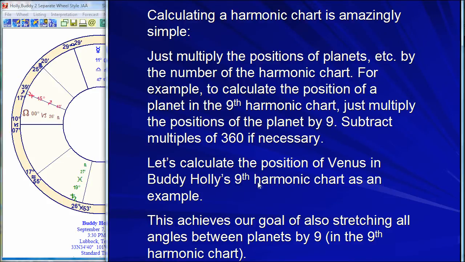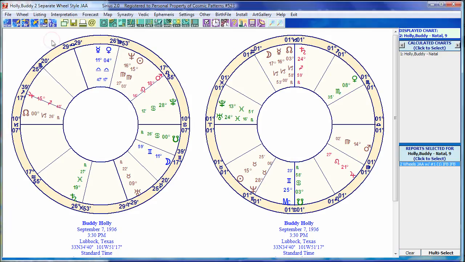Okay, so we did this. I'm looking over my notes. This is the point I want to make. Bottom paragraph here, very important. By multiplying the positions by 9, we achieve our goal of stretching all the angles between the planets by 9. So it's an amazingly simple thing, like magic. Multiplying the planets by 9 will stretch all of the angular distances between the planets.